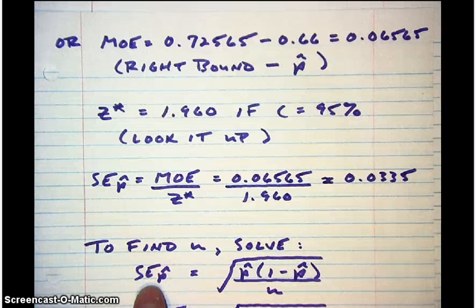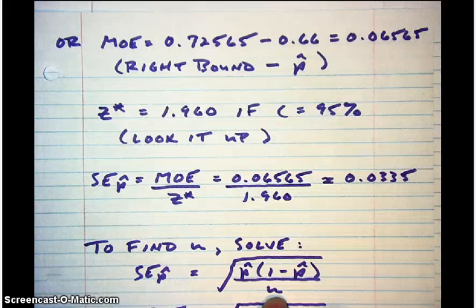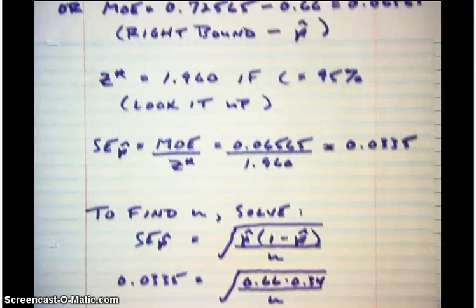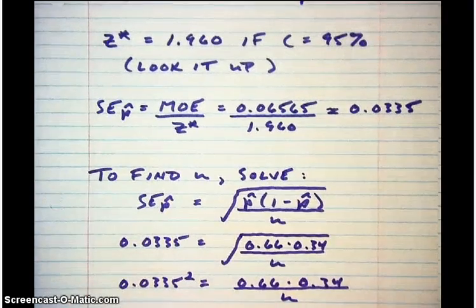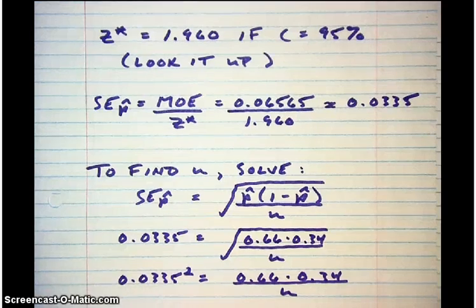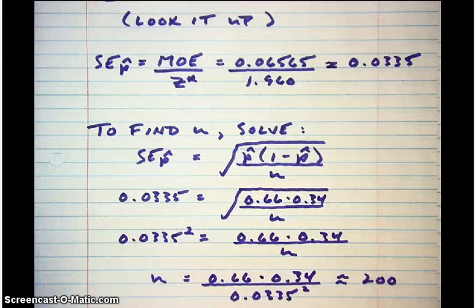The standard error of p hat is something we now know. We know what p hat is. We can solve this equation for n because it's the only unknown left in the equation. So you plug in the things that you know, and then you solve. You can square both sides and then rearrange the equation. You get n equals 0.66 times 0.34 divided by 0.0335 squared, and that's approximately 200.